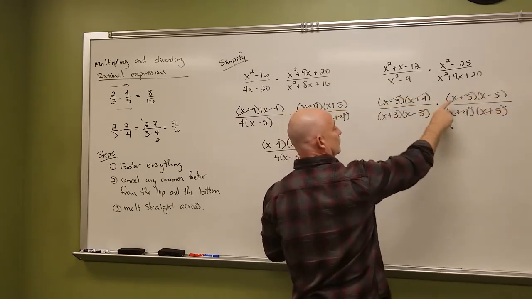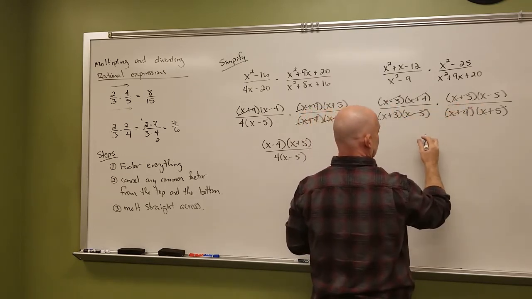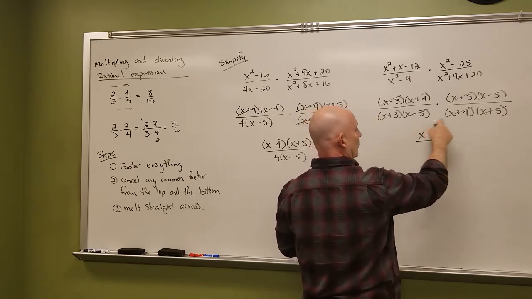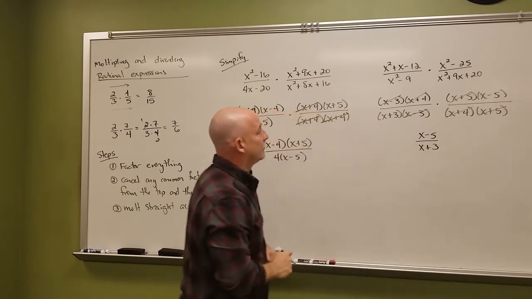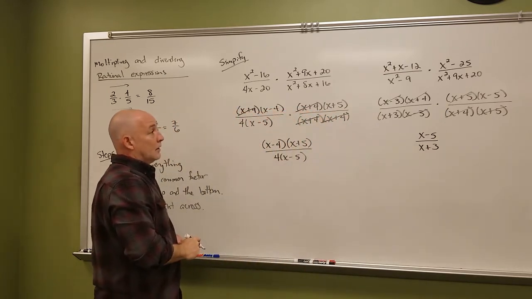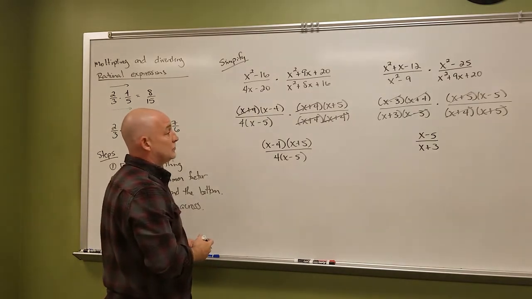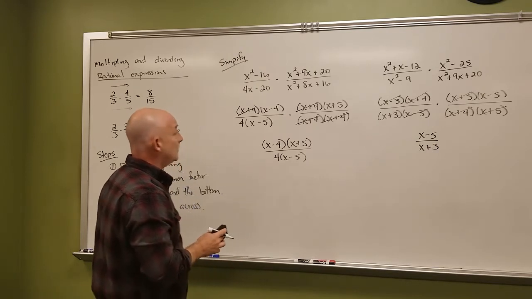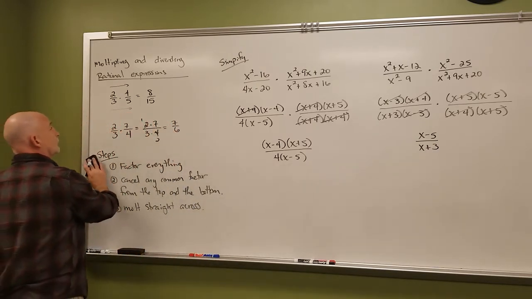All right, so remember, each one of those is a 1, so the only thing we have on top is 1 times 1 times 1 times x minus 5. That's all I have, just the x minus 5. X plus 3 times 1 times 1 times 1 would be just x plus 3. All right, so if you notice, the biggest difficulty that you're going to have for this section is just being able to factor everything. All right, so that would be multiplying rational expressions.